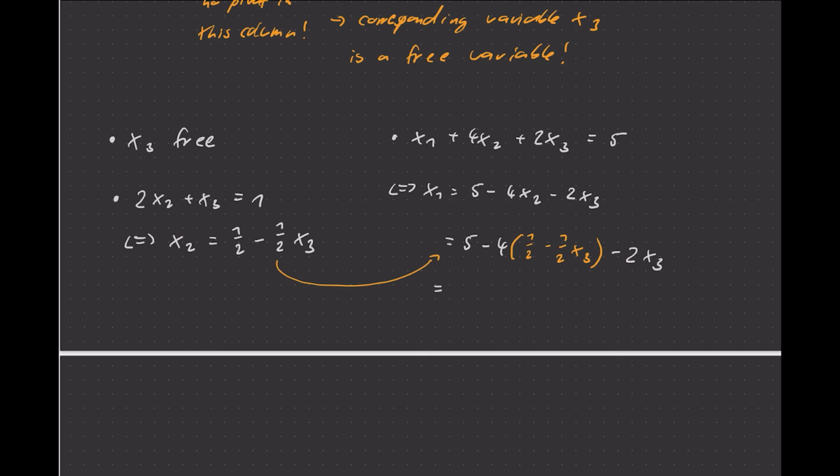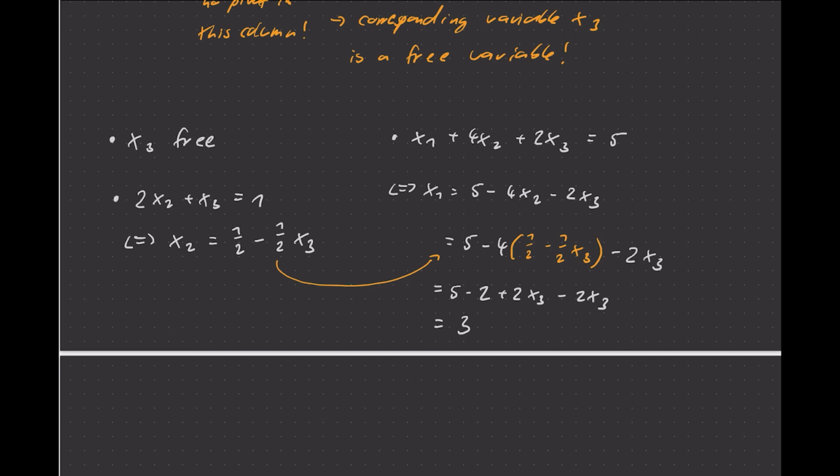So what do we get? Well, that's 5 minus, let's see, 4 times 1 over 2 is 2. And then we have plus 2x3 minus 2x3. So effectively the x3 terms cancel out and we get 5 minus 2, and that's 3. So as you can see, x1 does not depend on x3. That can also happen. It does not have to depend on any of the free variables. It can depend on them.